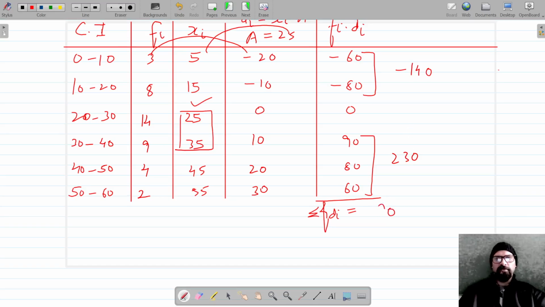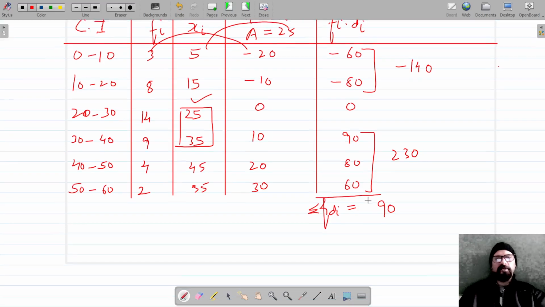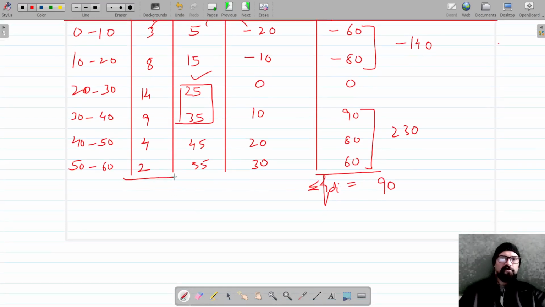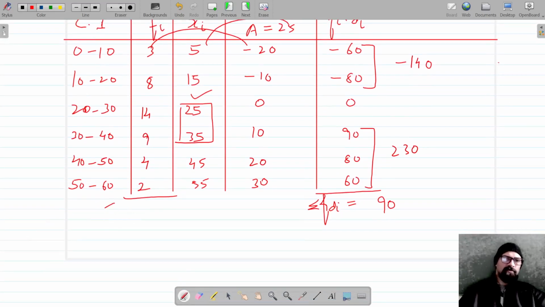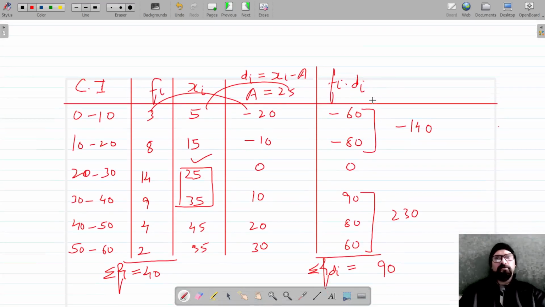So 230 minus 140 is 90. And now let's also do the summation of this column. So we denote summation by the sigma sign. Summation of fi: 8 plus 3 is 11, 11 and 14 is 25, 9 makes 34, 4 makes 38, and 2 makes 40. Okay, so this is sigma fi.